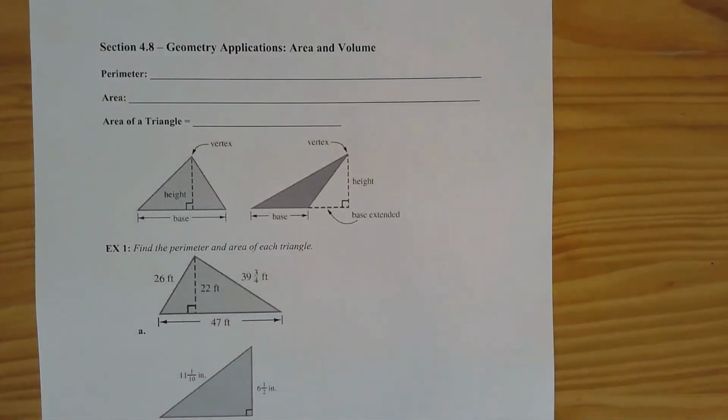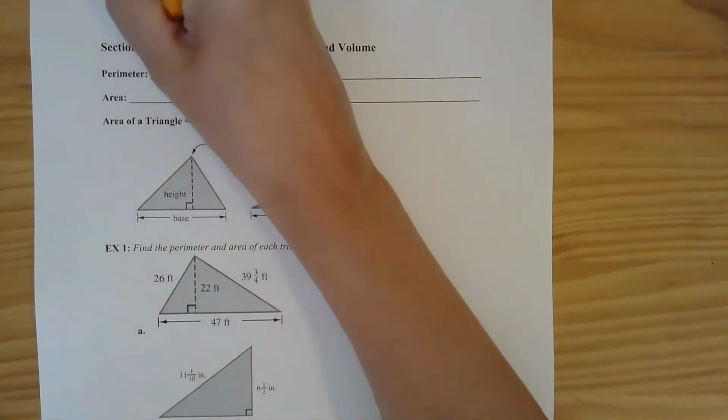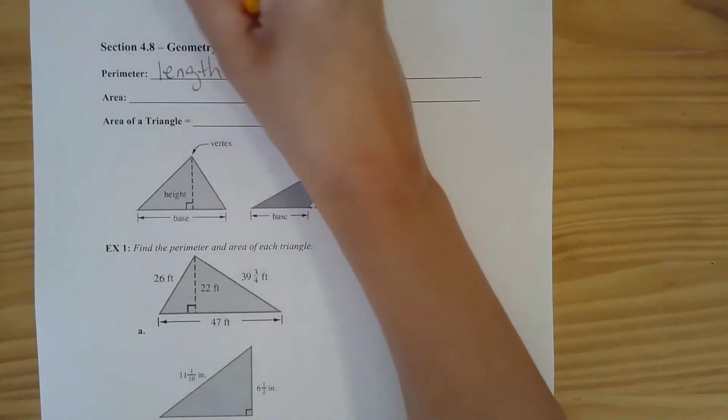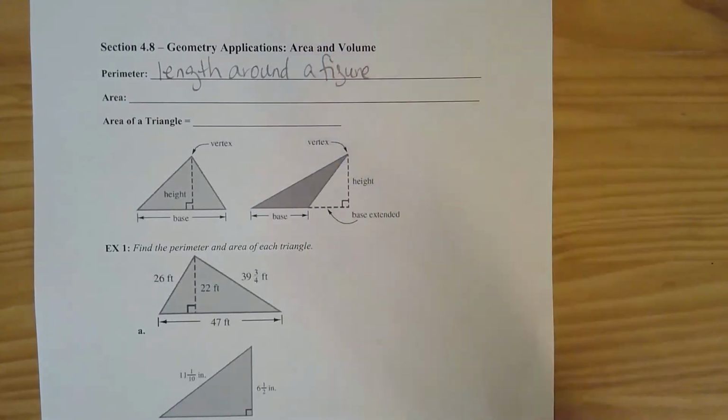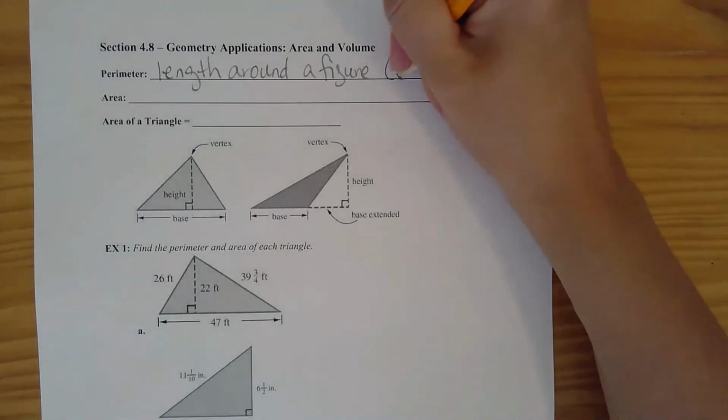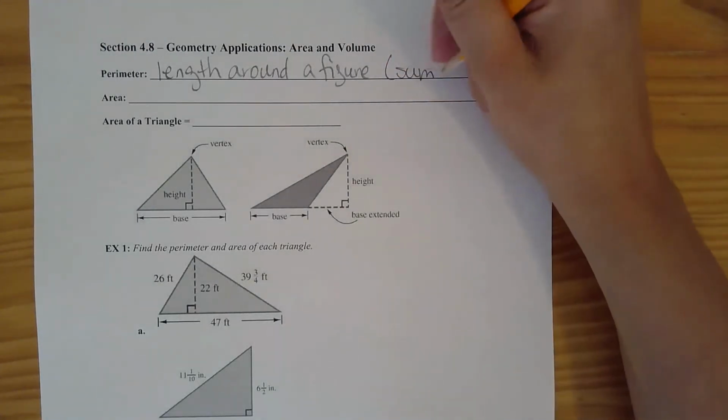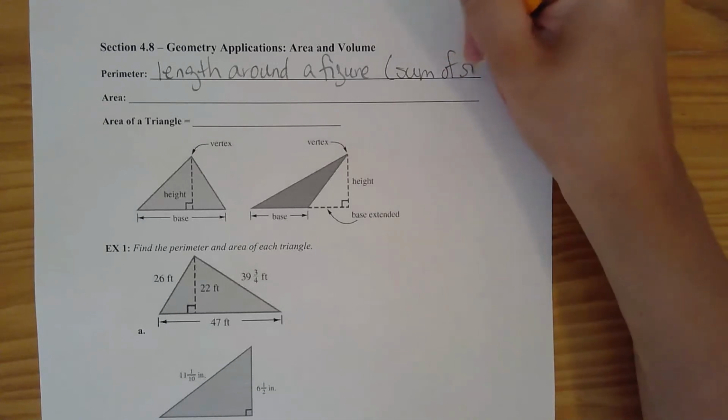Everybody, welcome to our section 4.8 video lecture on geometry applications of fractions, specifically looking at area and volume. So just a quick reminder of a couple things from previous chapters. Perimeter is the length around a figure. All you have to do to find your perimeter is just add your side lengths together. So it's the sum, or adding, of your side lengths.